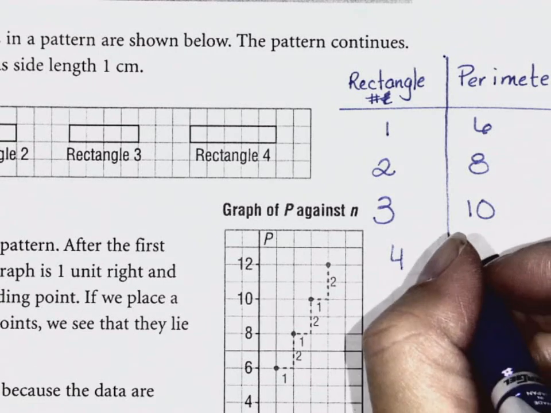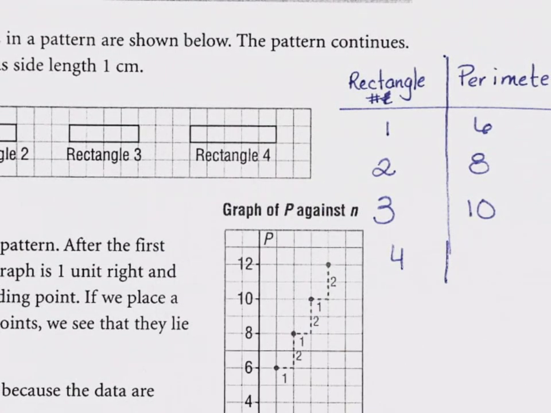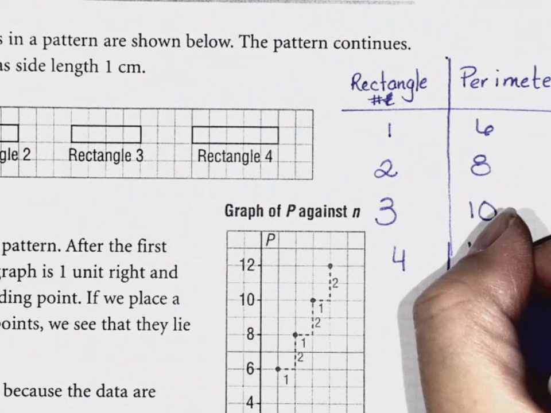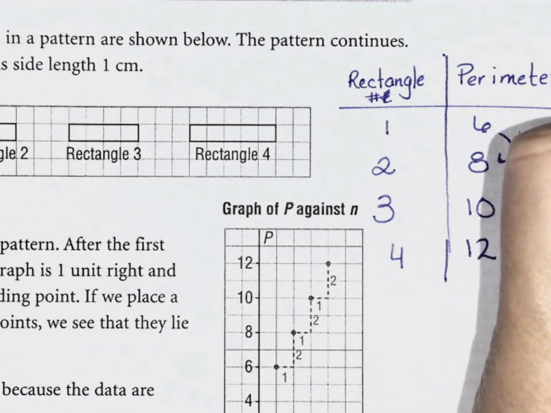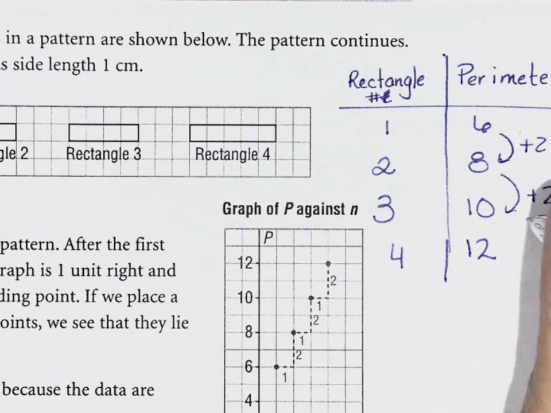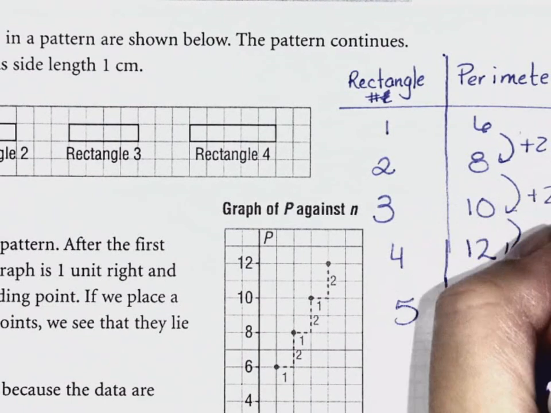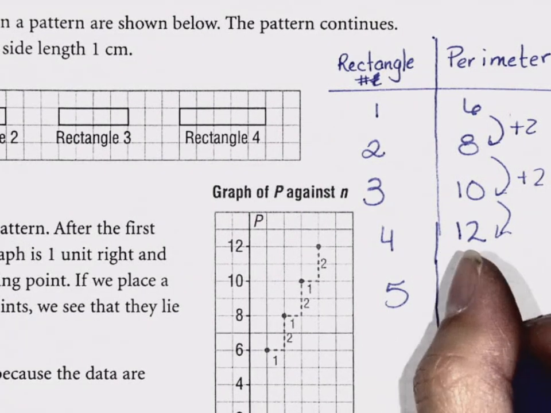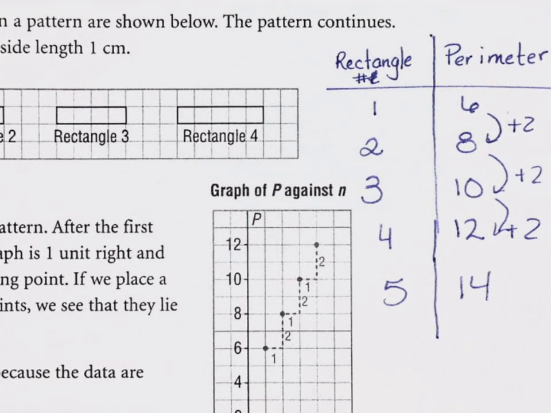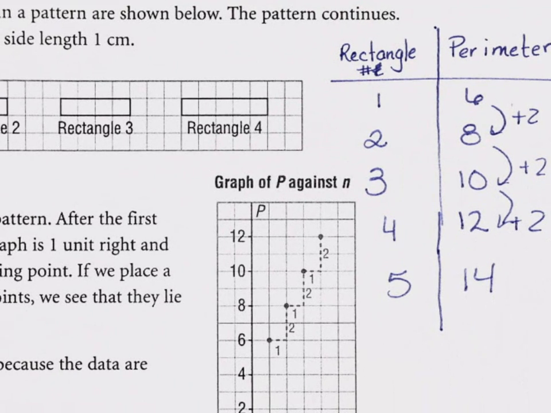Okay, number 4, what's figure 4? What's the perimeter of this one? 12. Did you guys start seeing the pattern here? What's the pattern? We're increasing by 2. So if you know the pattern without the picture, what's the perimeter of the 5th rectangle? 14. We're just adding 2 on. And if we were to do the 6th, it would be 16, right? That's what patterns help us do. Okay, so we are going to graph this data.